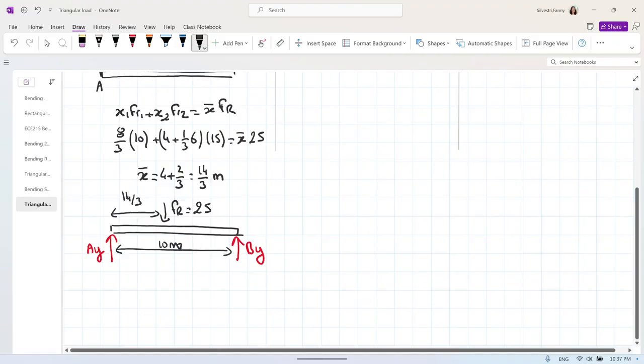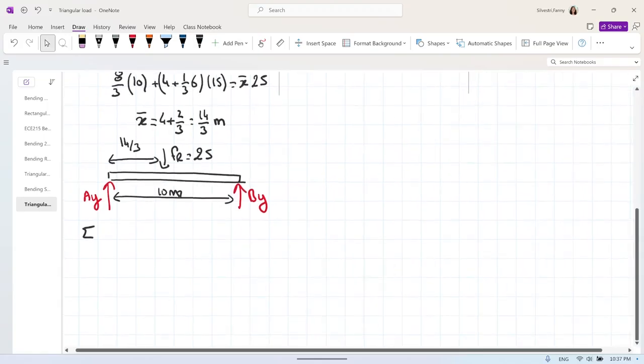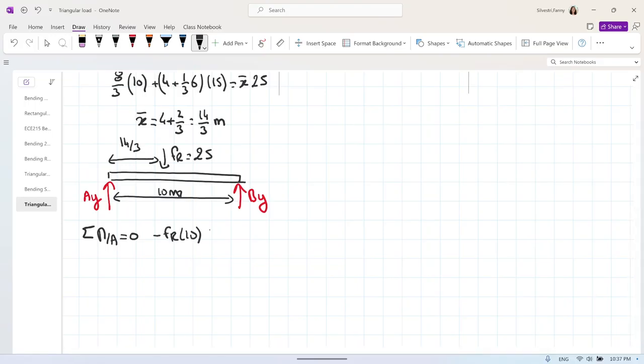So sum of the moment about A equals 0 gives us minus FR times 14/3 plus BY times 10 equals 0. And when you solve that, you get BY equals 11 plus 2/3. That is also 35/3.